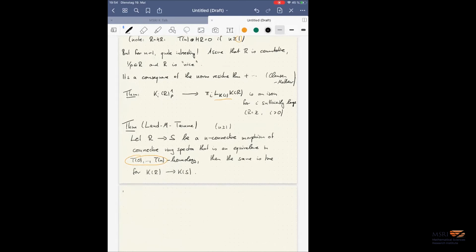I should also say there is a version where I don't have to use the T(0), so we can leave out T(0), which is the same as the rational homology, if we have an (n+1)-connected map.